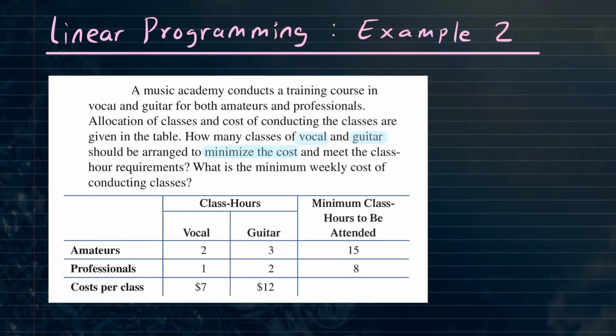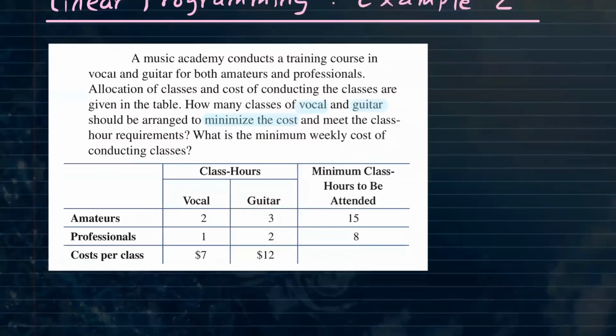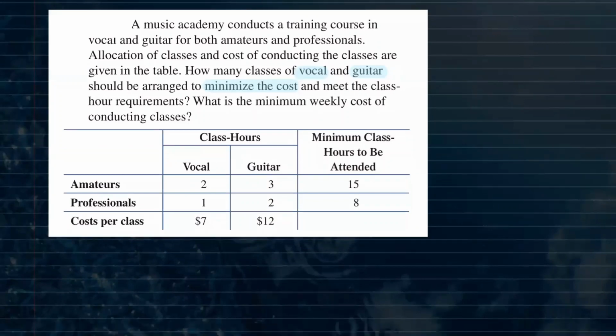So first of all, we're going to set up two different inequalities. As you can see here, for amateurs, 2 vocal hours of class and guitar 3, and we have number of hours listed. Minimum class hours to be attended is 15. So minimum means 15 is the lowest. You can attend more. So we're going to use the inequality greater or equal to. So you can have more than that, but you cannot go lower than 15. For professionals also, vocal 1 hour, guitar 2 hours, minimum is also 8. So we're going to put greater or equal to. And then the last part will give us the objective function.